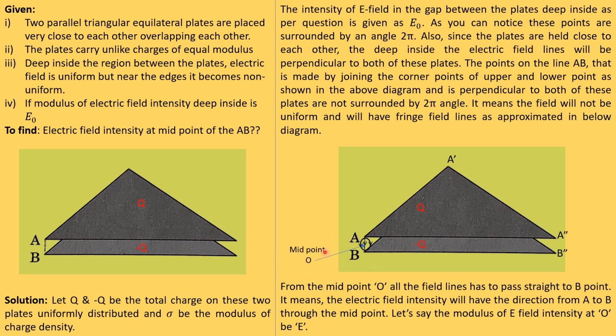In the question, it is given that these plates have charges, but unlike charges, equal charges but unlike charges. So let us say Q charge in total was uniformly distributed over this plate. So minus Q will be uniformly distributed on the B dash, B double dash plate.